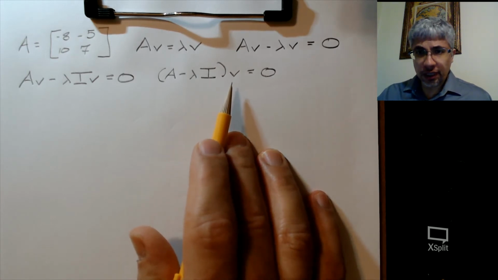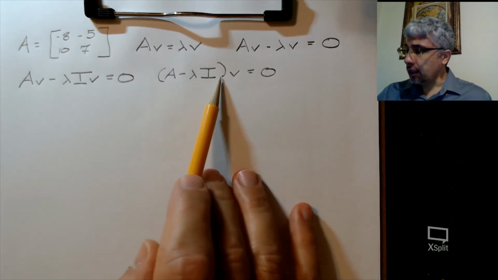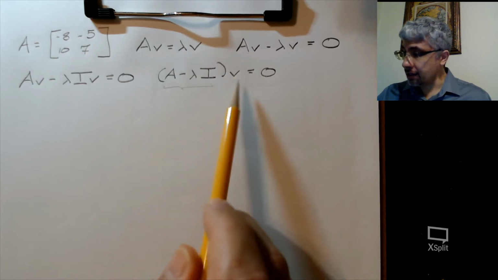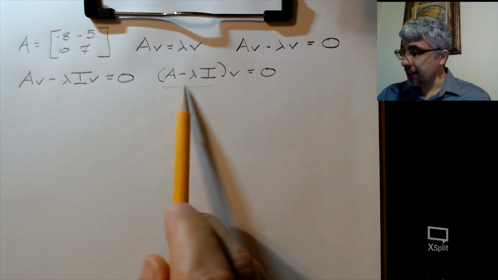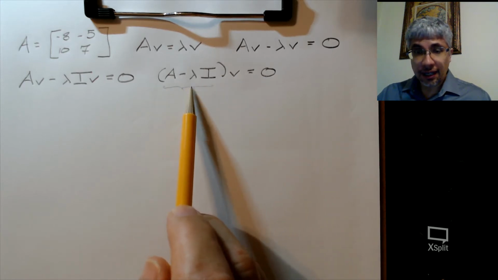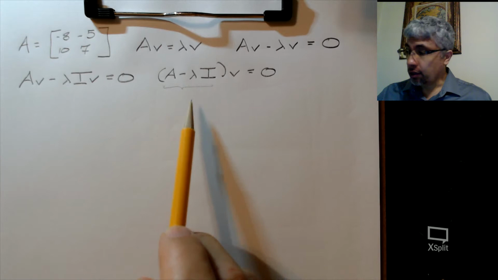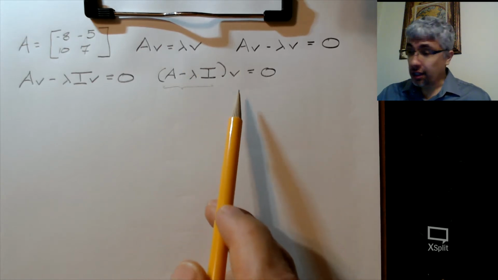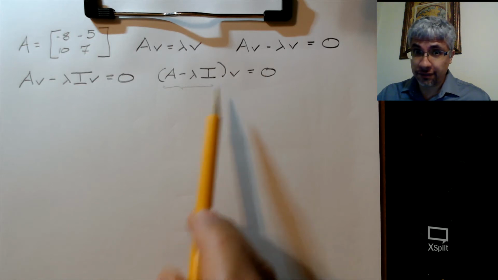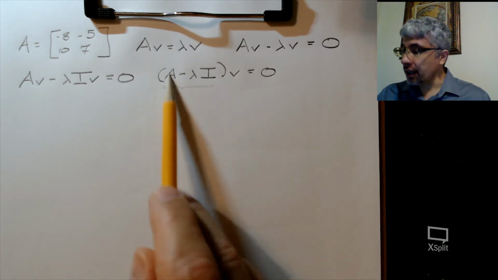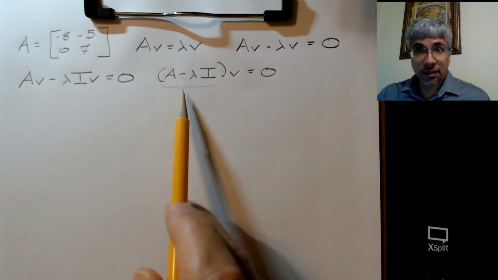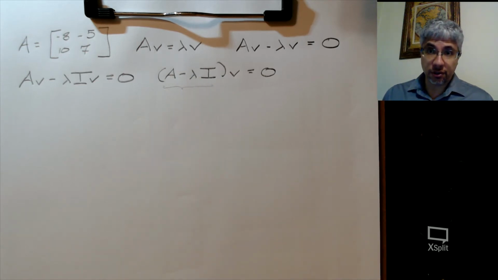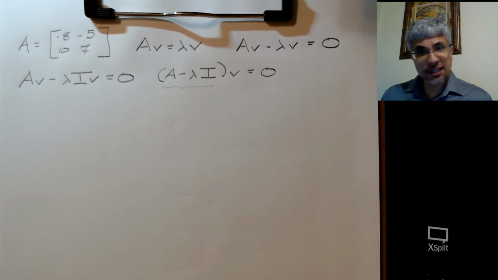So if I'm going to get this to work, I'm going to need some vector v so that this sends v to 0. Which means that this matrix here has to not be invertible, right? Because if this is invertible, then the solution space to this is just the 0 vector, so I'm not going to get any non-zero vector for v. So what I want is for this to not be invertible. Therefore, I want the determinant of this to be equal to 0. So that's the first step.